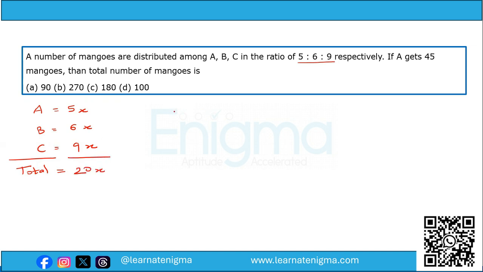Now, it is given to us that A gets 45 mangoes. That means 5x is equal to 45. So therefore, x is equal to 9. Now we are asked the total number of mangoes.